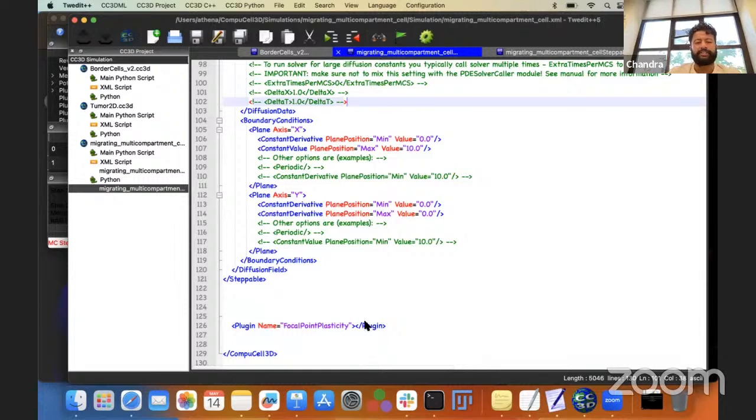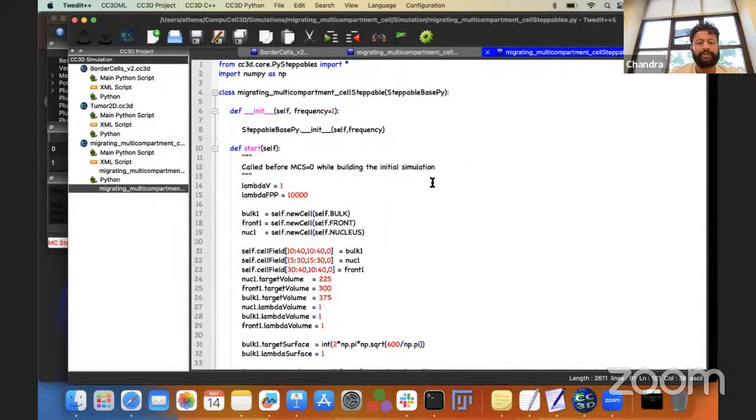Focal point plasticity is this plugin that allows you to add these springs in case you need them. I haven't used them, but in case. I usually load all of these things because sometimes you do need them.